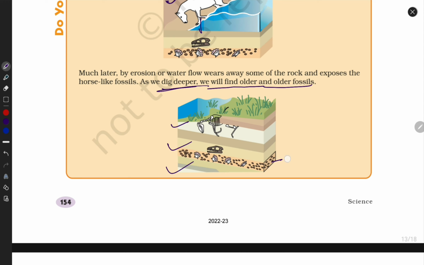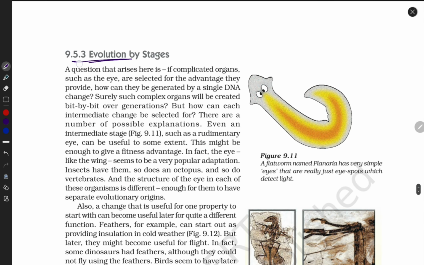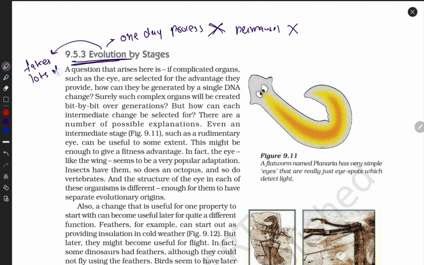It means firstly they form, then secondly they form, third they form, and we are the fourth generation. Evolution happens by stages. Listen guys, evolution is not a one day process. This is not a permanent process. Evolution takes lots of time and this is temporary.